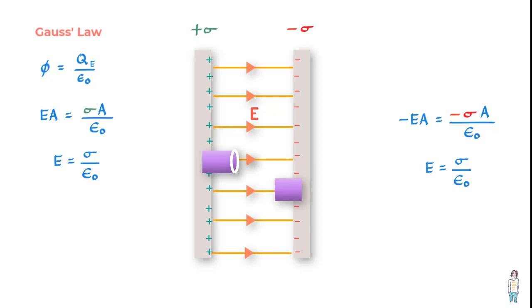You can also see that the field value is independent of the distance between the plates and depends only on the charge density. And if you consider surfaces G3 and G4, the E value you know will be 0, but I would suggest that you apply Gauss's law to prove this yourself.